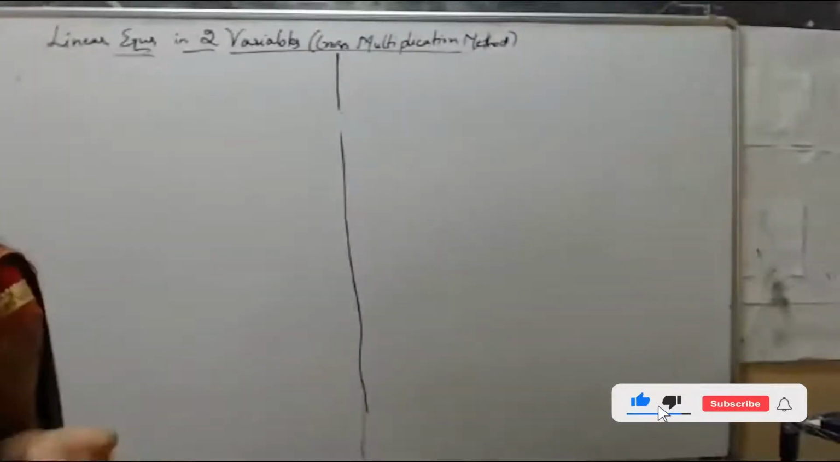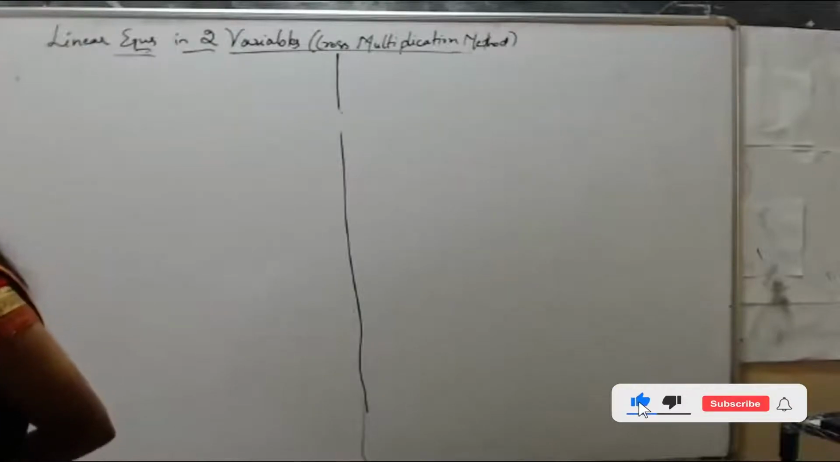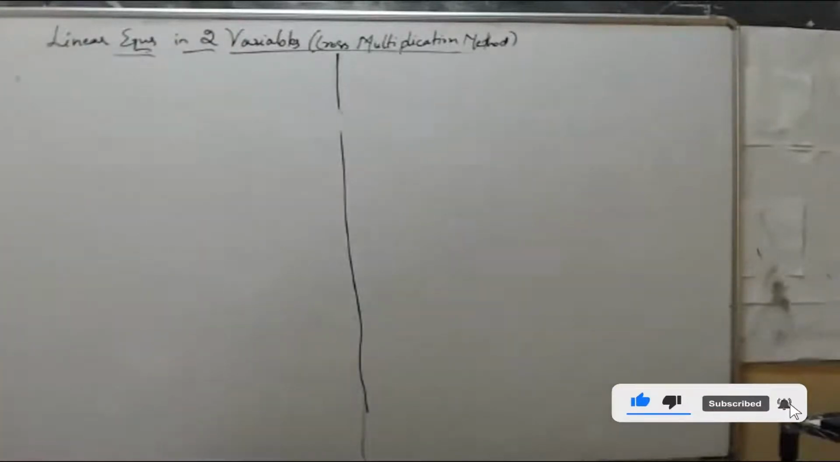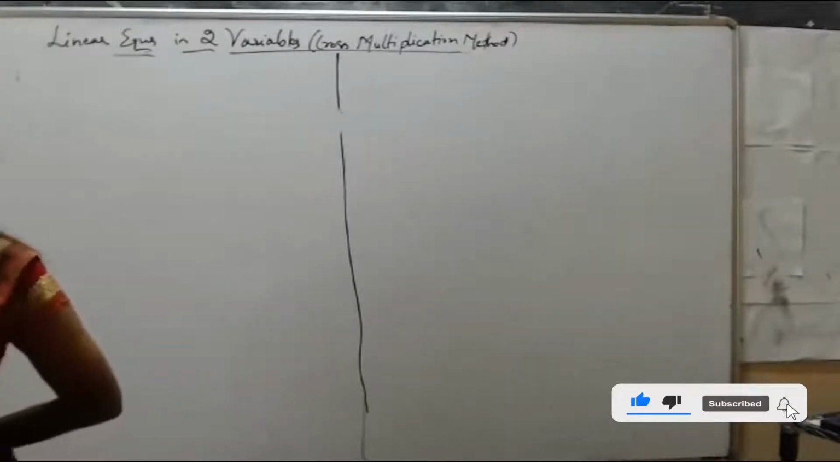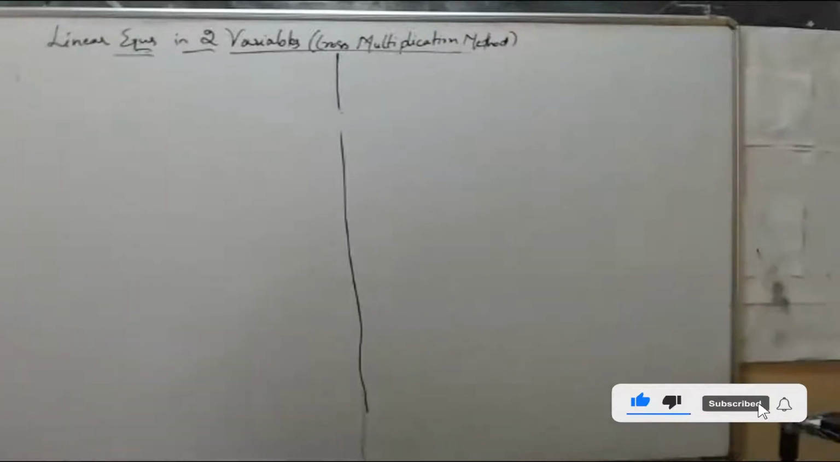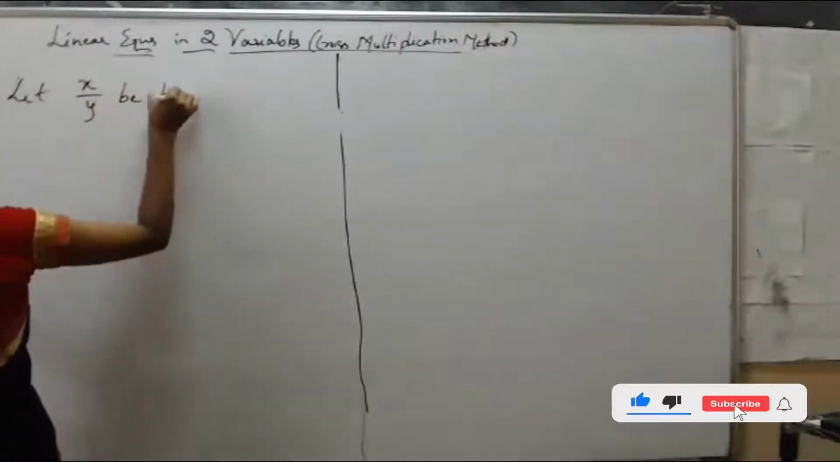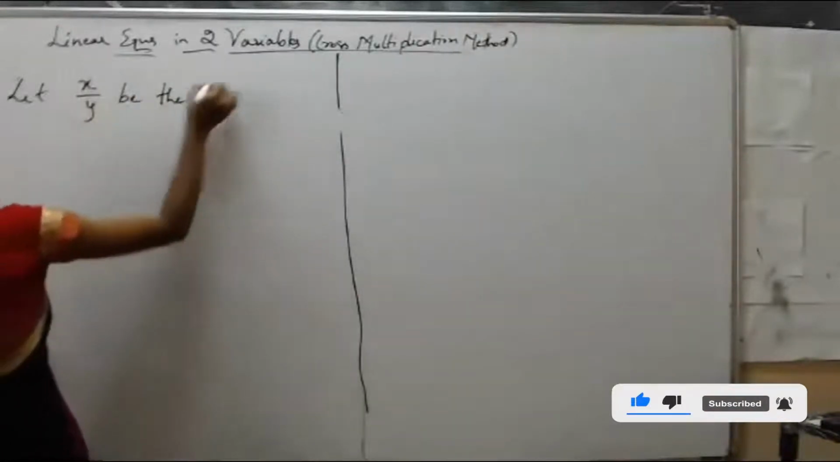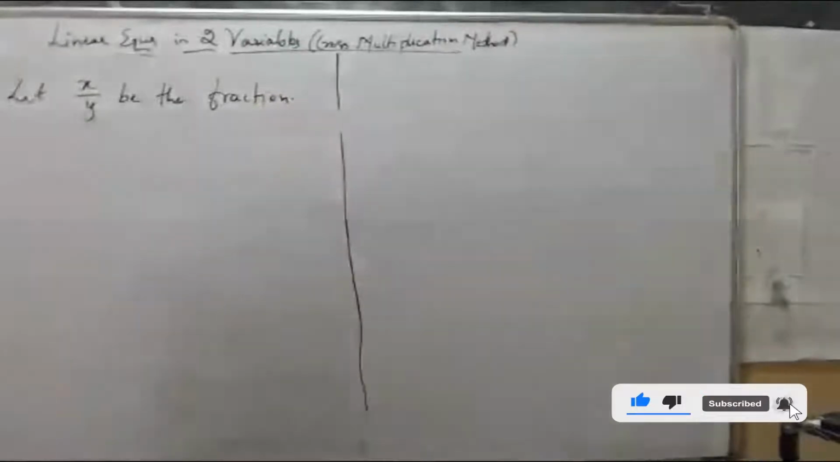Similarly, the same question. A fraction becomes 1 by 3 when 1 is subtracted from the numerator and it becomes 1 by 4 when 8 is added to its denominator. Find the fraction. Already we have done the same problem so many times. Okay, so I am doing it again. Let x by y be the fraction.